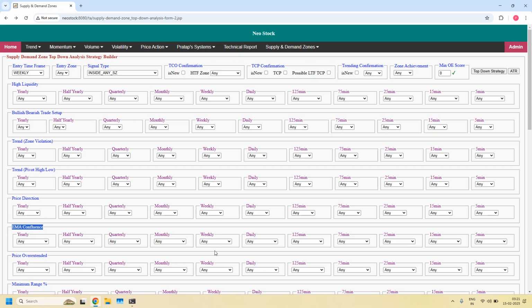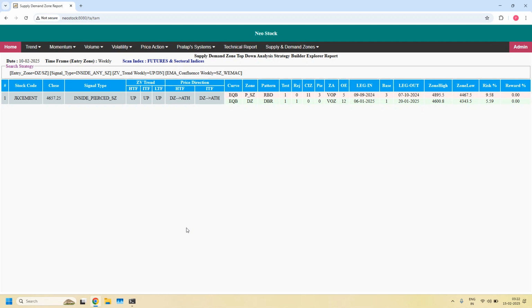In the EMA confluence, weekly time frame, weekly supply zone having weekly EMA confluence or not, and also whether the trend on the weekly time frame is up or down. We got only one stock, but this zone is a pierced zone. This zone is useful to the members who do analysis based on the pierced zone strategies.